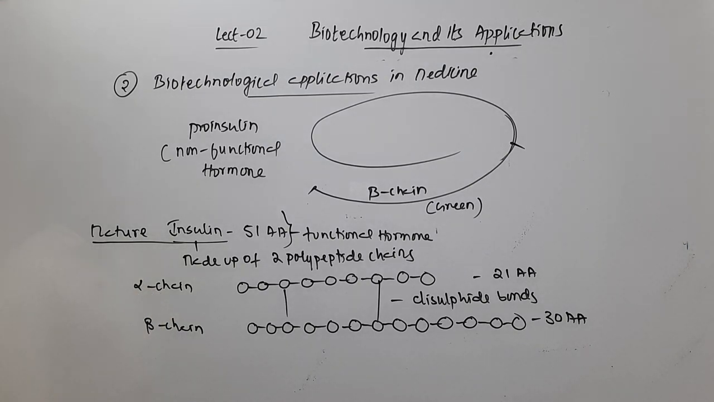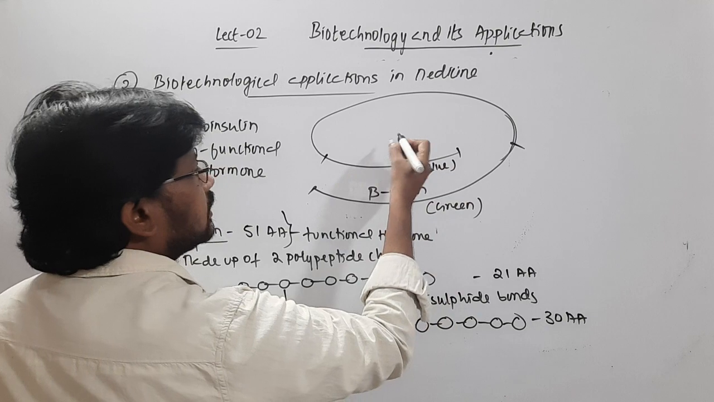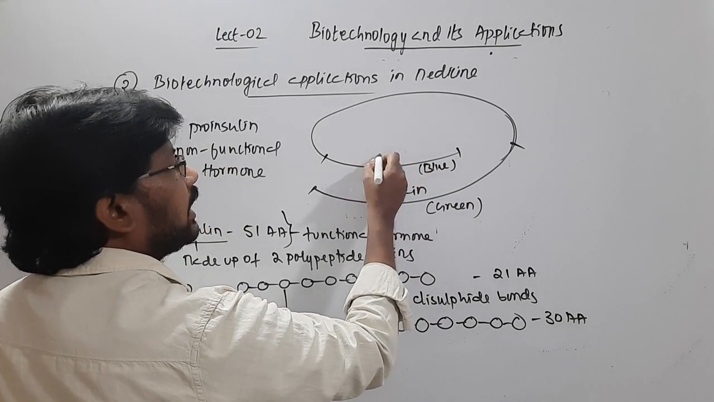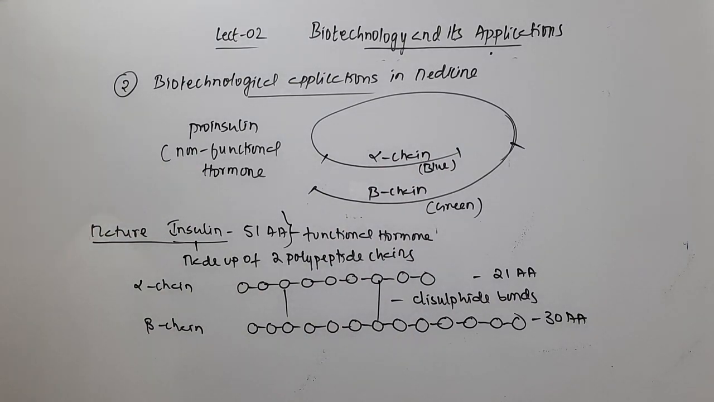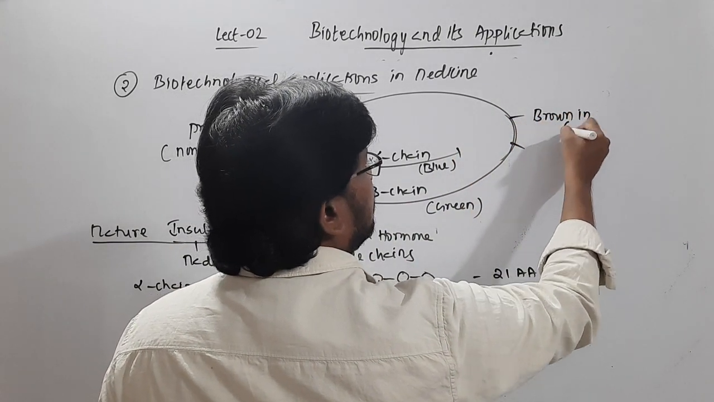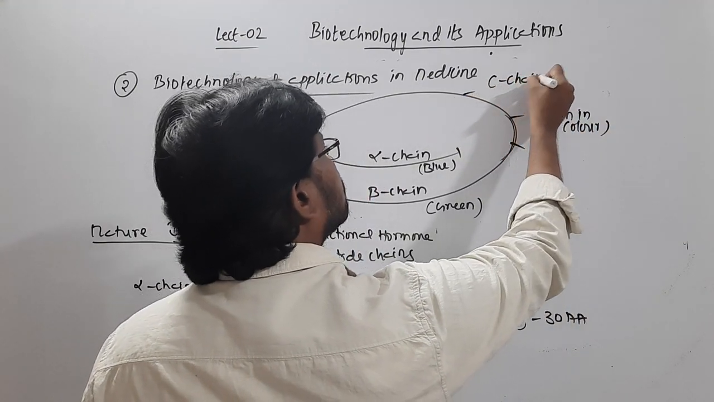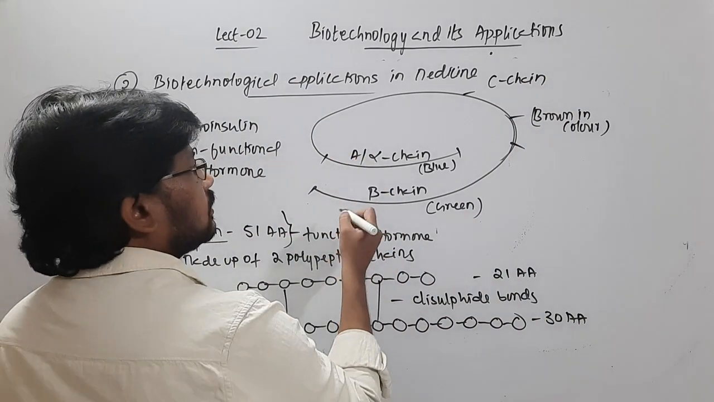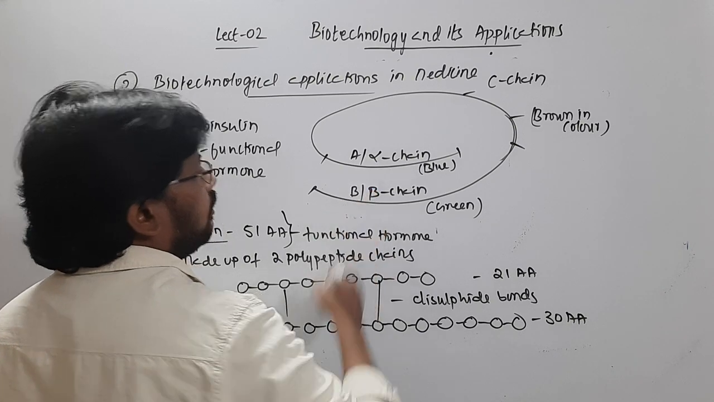This green colored one is the beta chain, and the blue colored one is the alpha chain or A chain, and the remaining one, brown in color, is the C chain. So A or alpha, and this is B or beta chain.